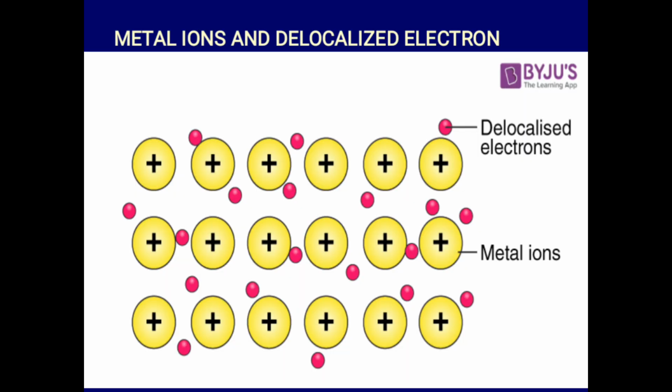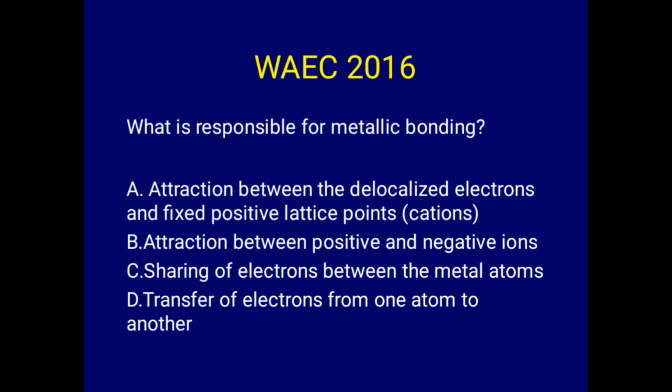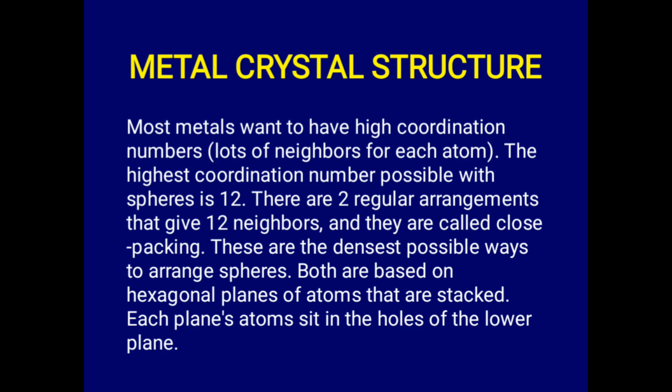We have seen it here. This attraction between the localized electron and the metal ions that are fixed in this lattice will determine the strength of the metallic bond, or the metallic bonding itself. Okay, let's look at the metal crystals.